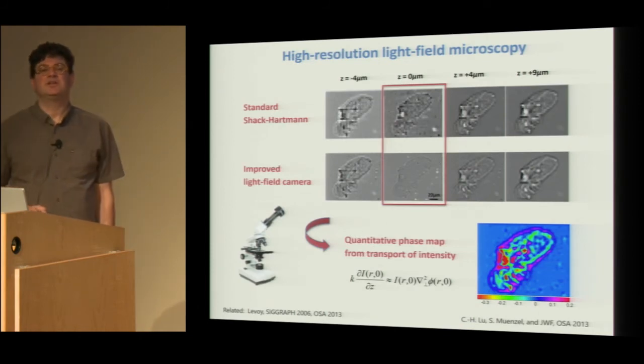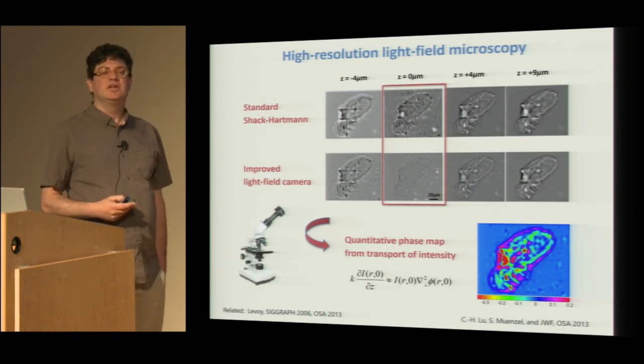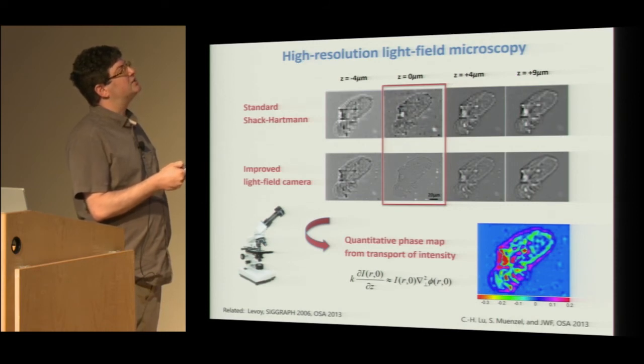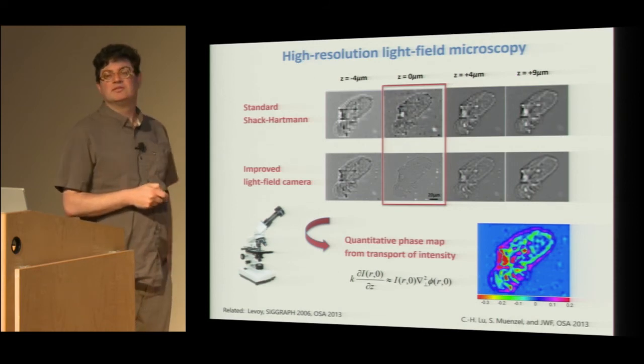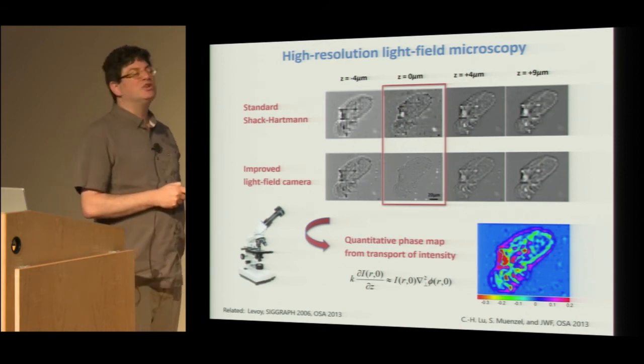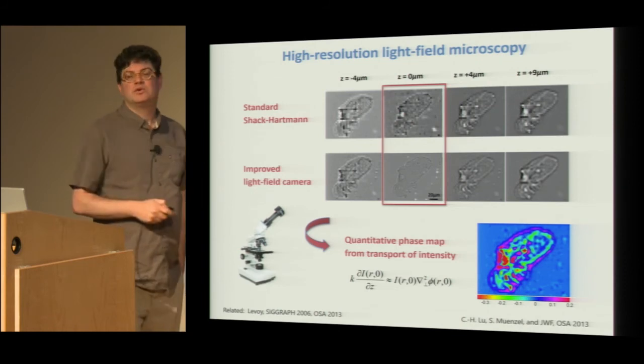Okay. For a more realistic example, let's take a human cheek cell. Okay. It's mostly water, so there's not much intensity absorption. This is really a phase object. So if I put this cell in the focal plane, I don't really see any intensity variations. There's a little bit around the edge, but not much on the inside. Okay. So here's the picture I'm taking at the focal plane. And then once I have the angular information, I can numerically refocus before and after that focal plane.